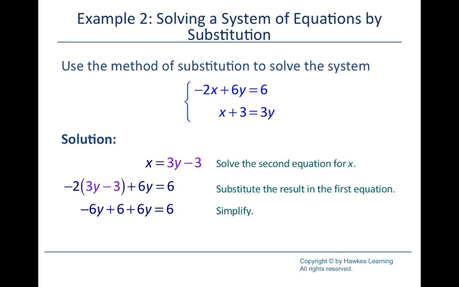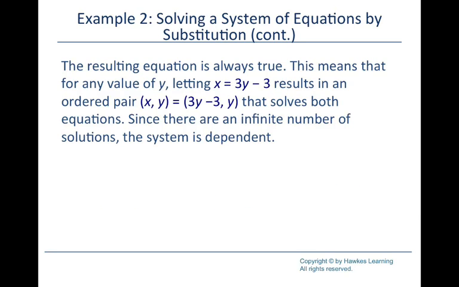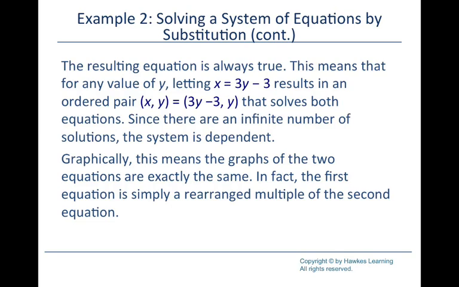Well, what happens to the 6y's is they add to be 0, and you end up with 6 equals 6, or 0 equals 0 if you subtract your 6 across. Either way, if you end up with a true statement, then that is a dependent system. So the system is dependent because it means they're the same equation. And actually, if you graphed it, the lines would just be one on top of the other one.